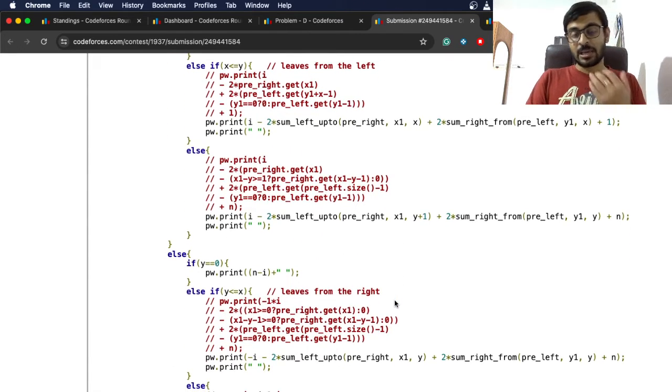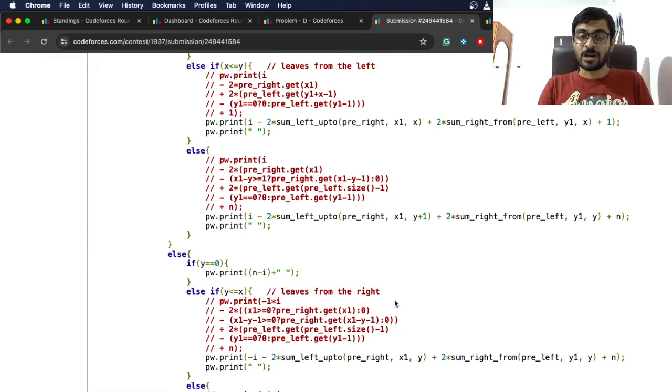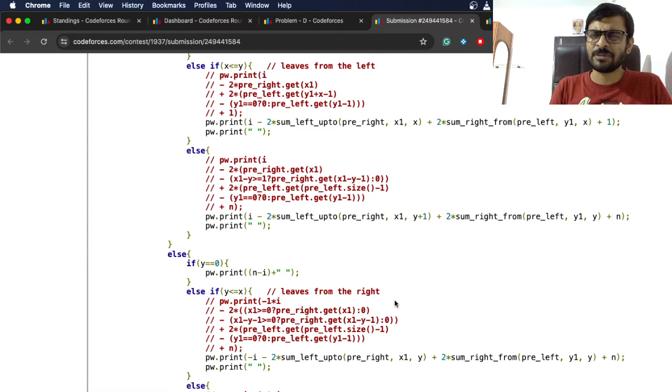Finding where that mistake was, where I was hitting the wrong answer or runtime error, was becoming very tedious for me. And that was when I said, okay, I should use something more decent. And I came up with this, sum left up to and sum right from. Can you see? I'm just using the formula i minus 2 into sum left plus 2 into sum right plus 1 or plus n, whatever. Here plus 1 and here plus n. I'm just putting the right values and I'm done.